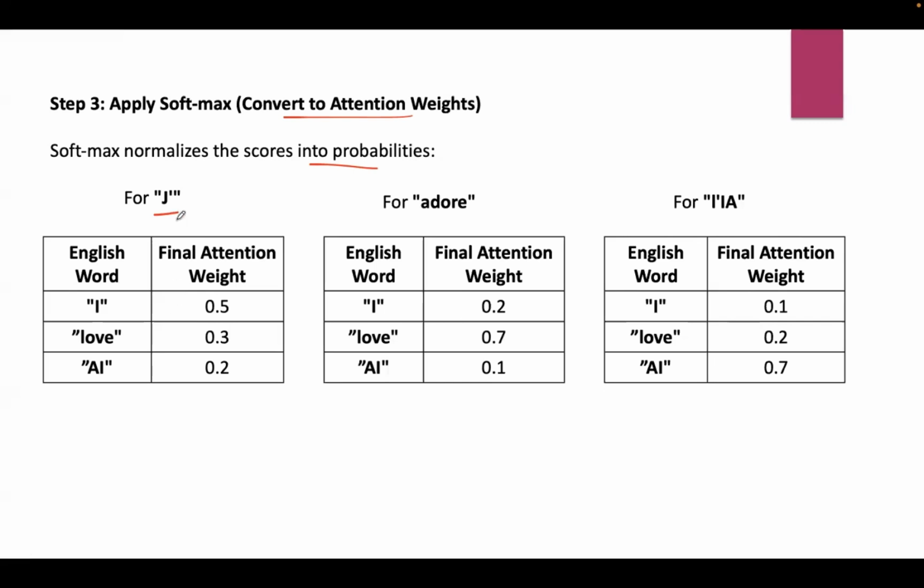If you take the word J', here J' is more strongly influenced by I from the input. So these are the corresponding attention weights. Similarly, for adore, the attention weight is more for the word love. And for the third word, the attention weight is more for the third word in English, that is AI.